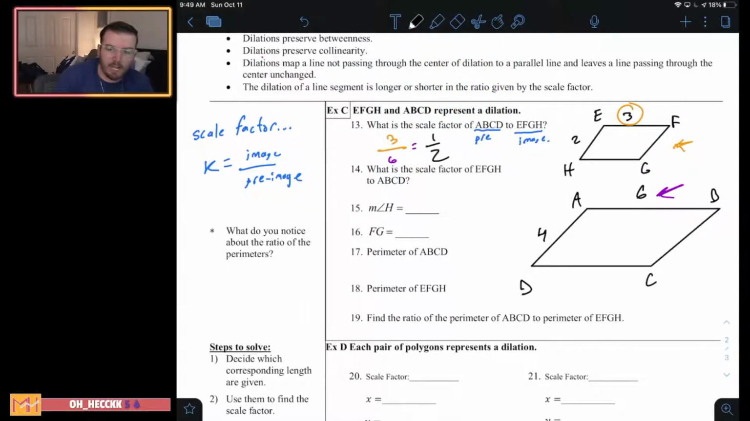And that was probably pretty obvious to most of us. But sometimes when it's not obvious, this is something you can always rely upon. Image over pre-image will result in the correct scale factor. That scale factor is 1/2. So what is the scale factor going the other way around? We'll just flip that. Image over pre-image this time is 6 over 3, so I get 2.